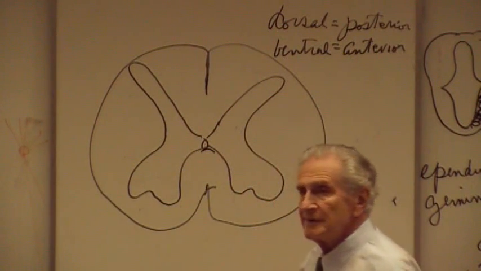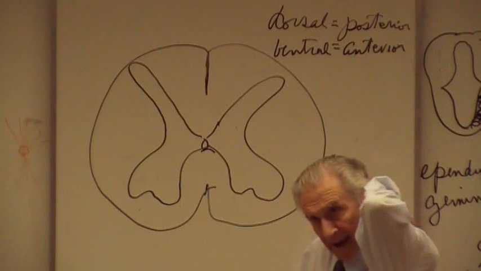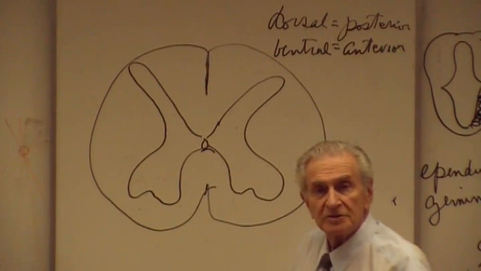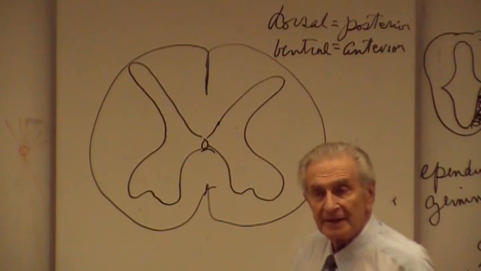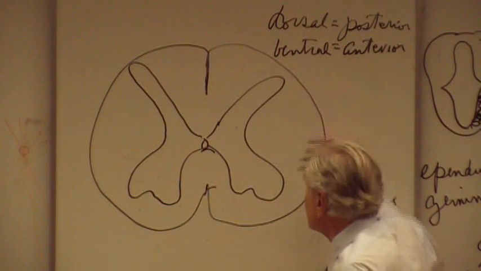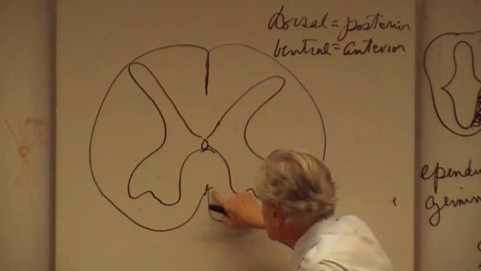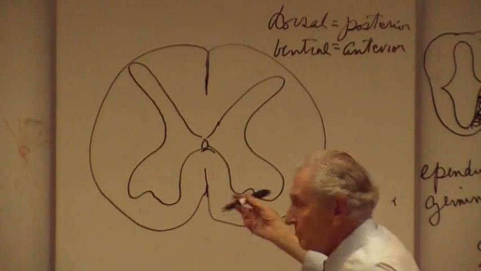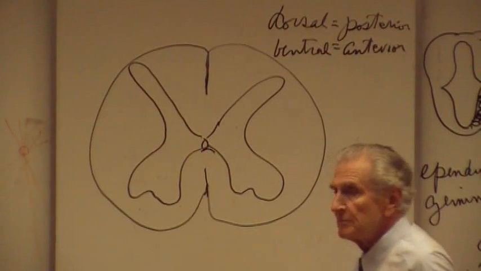Dorsal, of course, from dorsum, means toward the back, and ventral, from venter, means toward the stomach side of things. They are synonyms here. The reason that I mention that is because in the terminology that we're going to use, both are used, both are acceptable, and so forth.